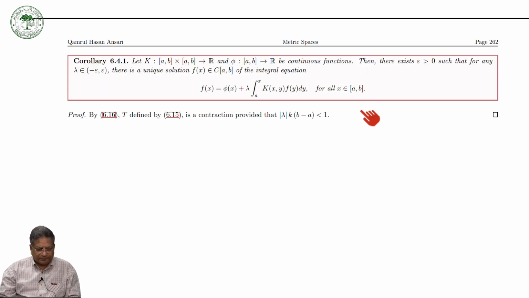Now we have a corollary. We say that if K is a mapping from the closed interval AB cross AB to R and phi is a continuous mapping on the closed interval AB, then there exists a constant epsilon greater than 0 such that for any lambda in the open interval minus epsilon to epsilon, there is a unique solution f of x, which is a continuous real valued function defined on the closed interval AB, of the integral equation, this one.